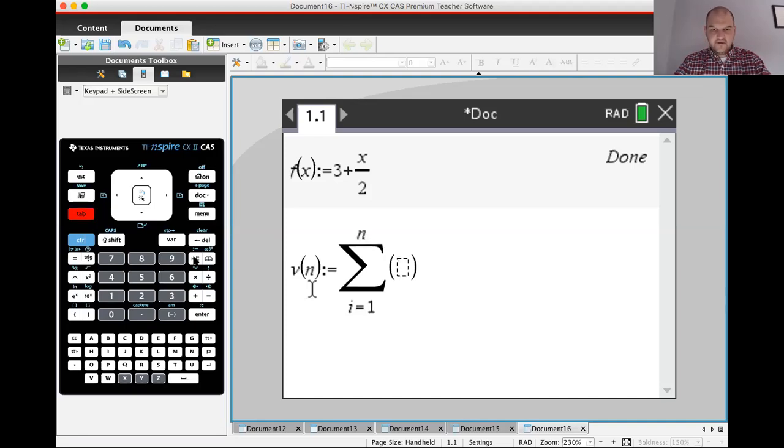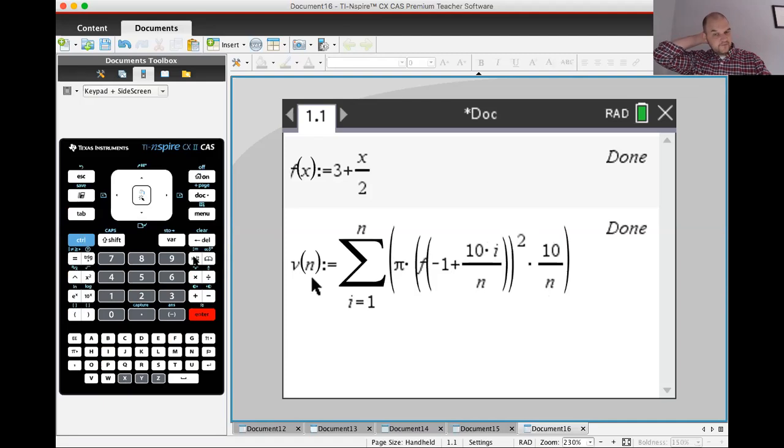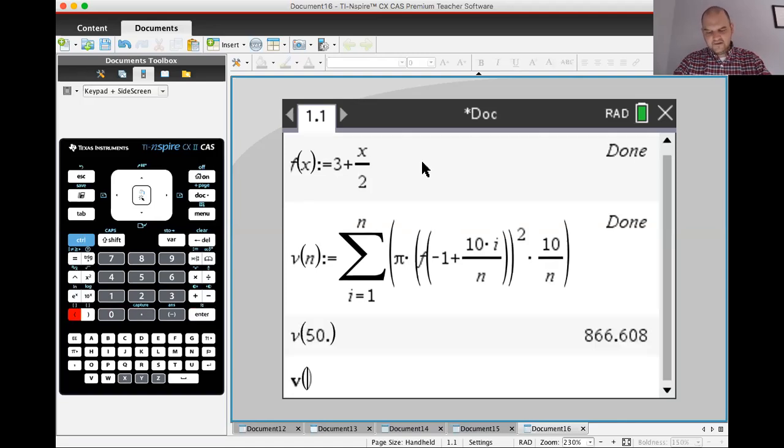All right, so here, pi times f of x sub i, I'm looking at my paper, is 10i over n. Got to square that radius, times, got to put in the height, 10 over n. Okay, so this is our volume. And now I want to use it. It's a little unnerving because I don't have an answer key here. So I'm thinking these are right.